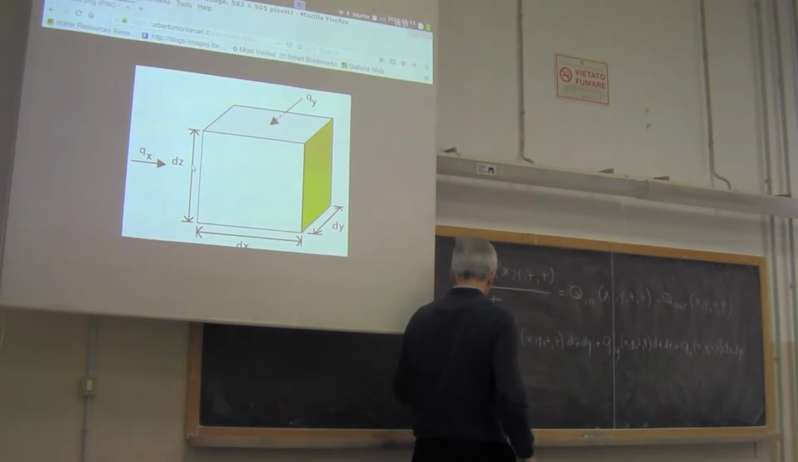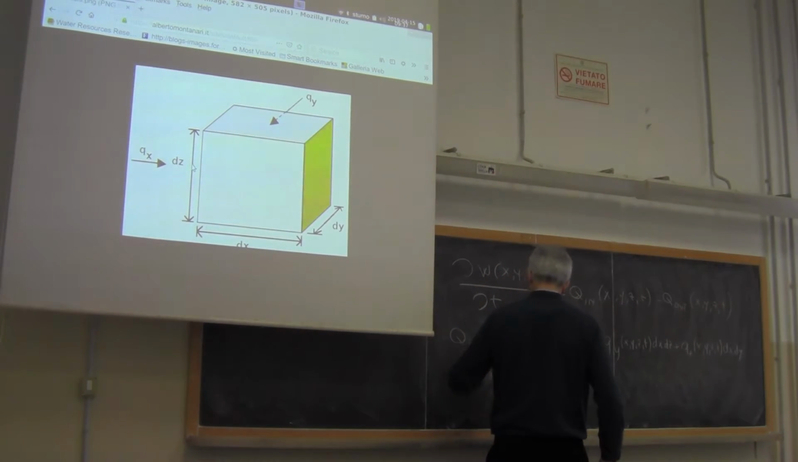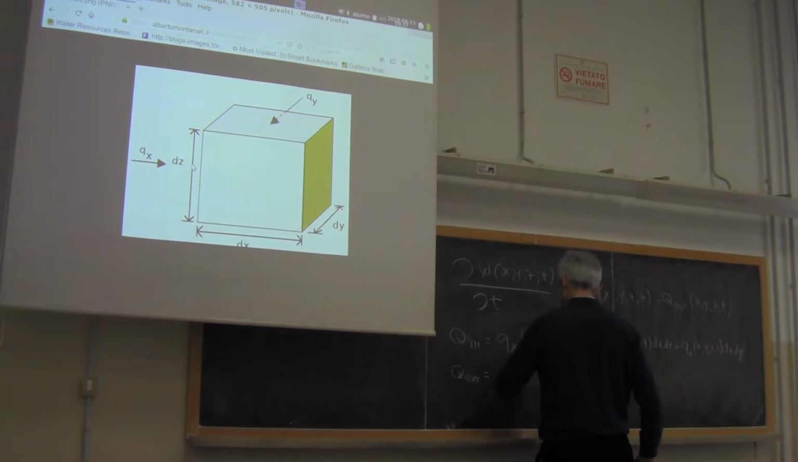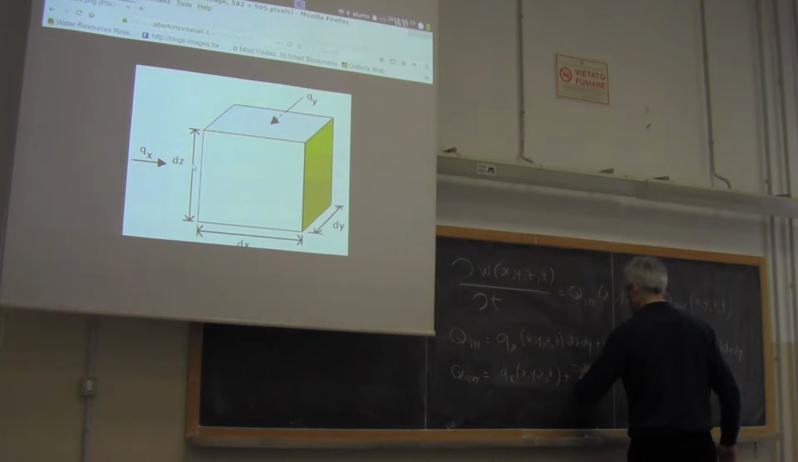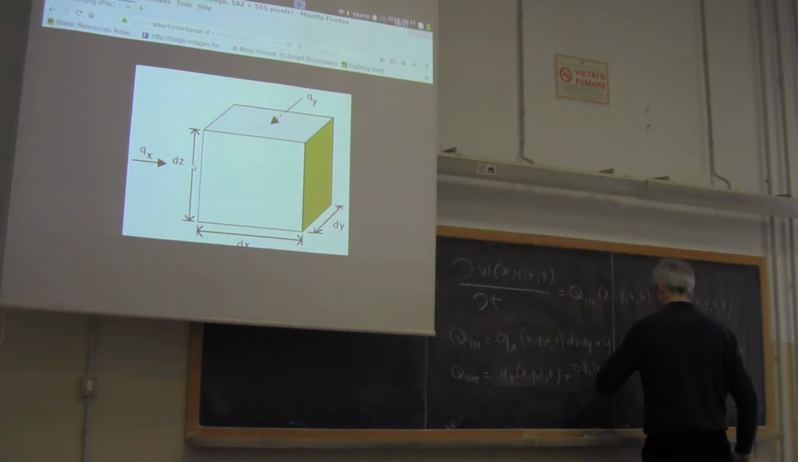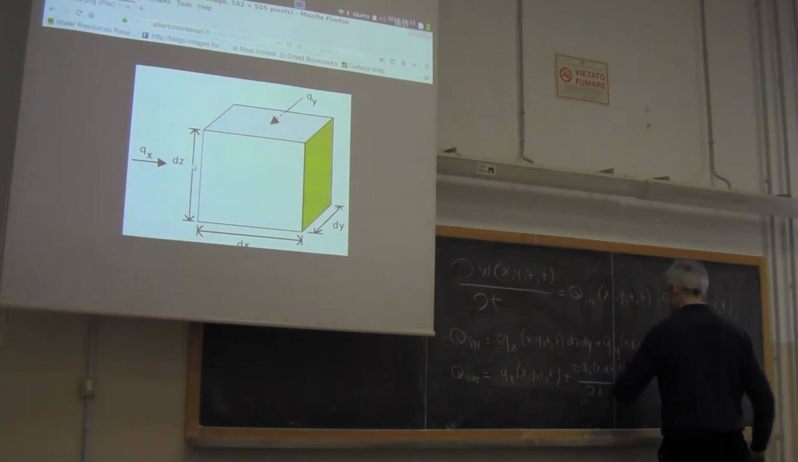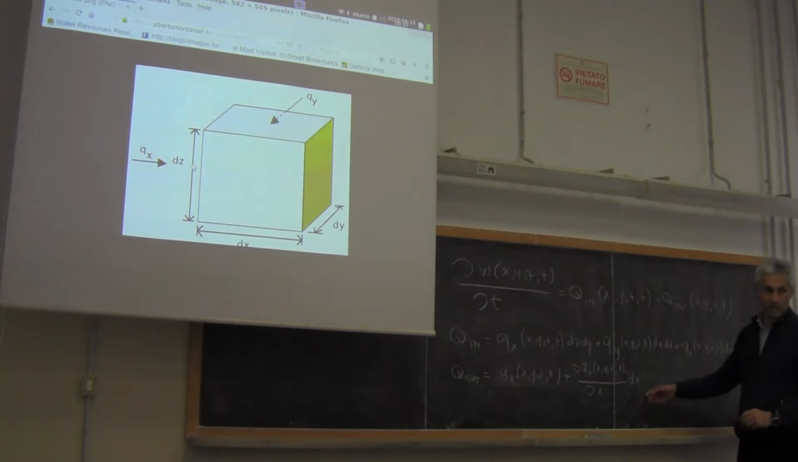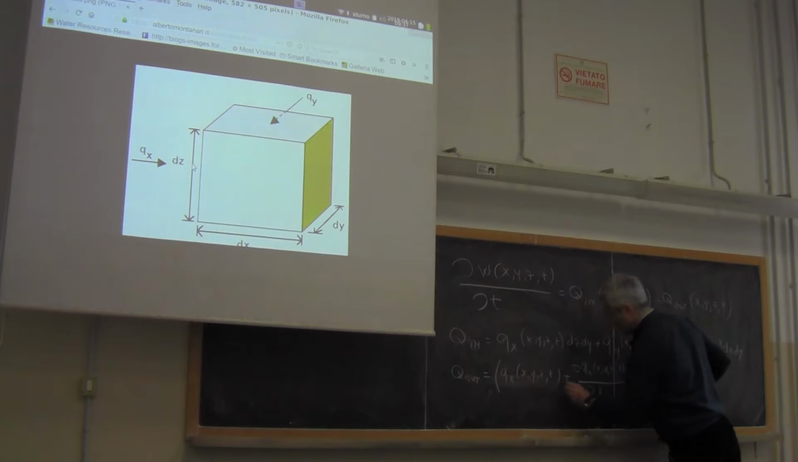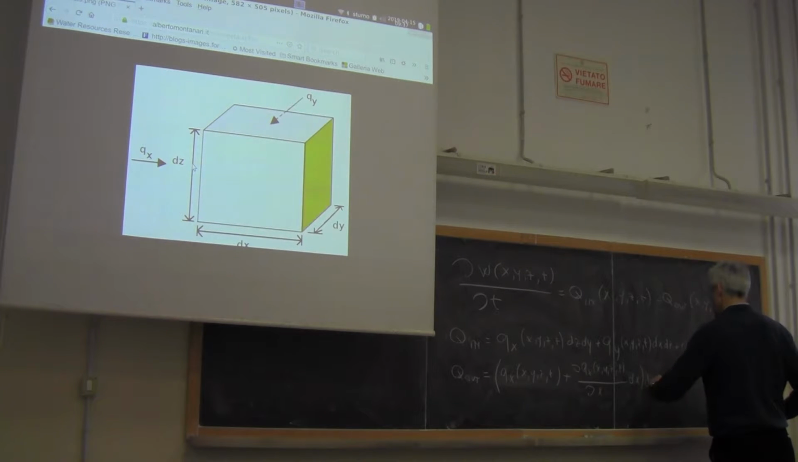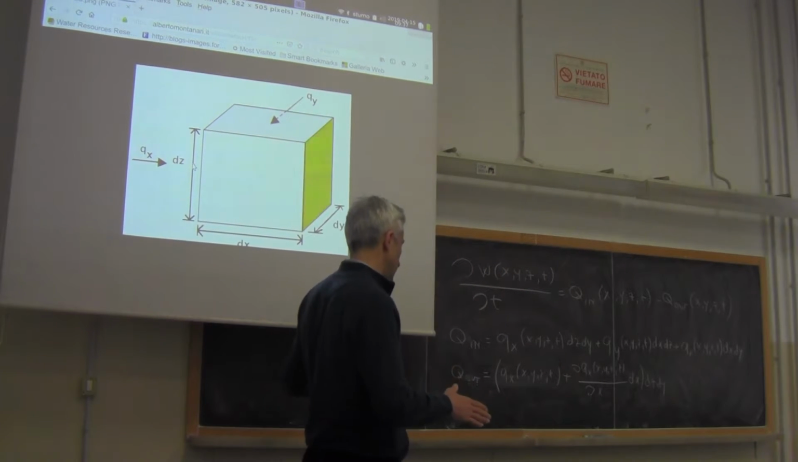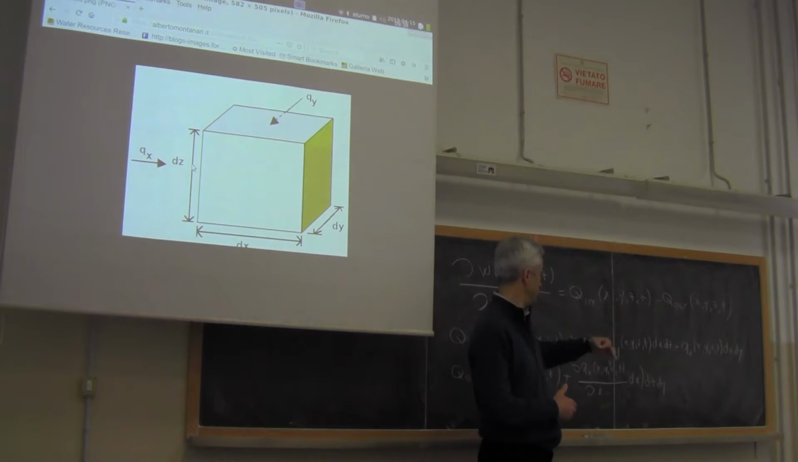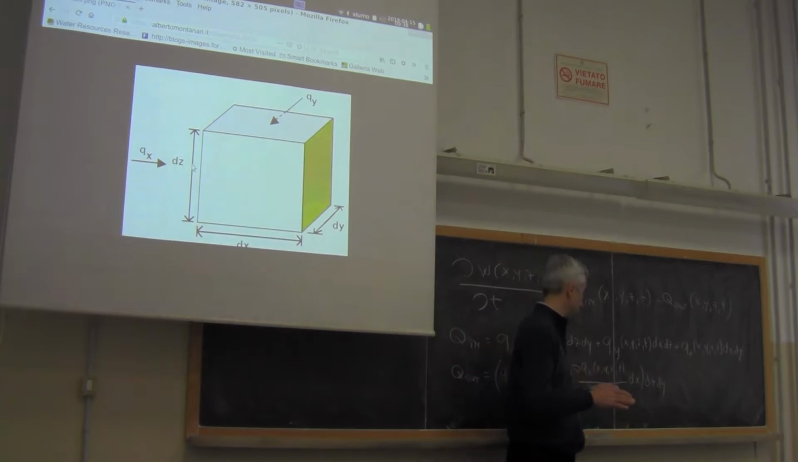And therefore, Q out will be written as Qx(x, y, z, t) plus the partial derivative of Qx(x, y, z, t) with respect to x, times dx. And this is the flow per unit area that goes out, which needs to be multiplied in order to obtain the total flow times the dz, the dy. And this is in the x direction. And then we have to write the outflow for the other two directions, which I'm not writing here.